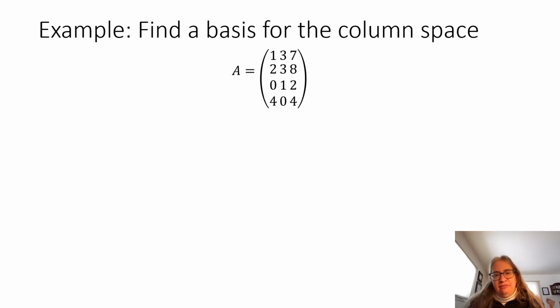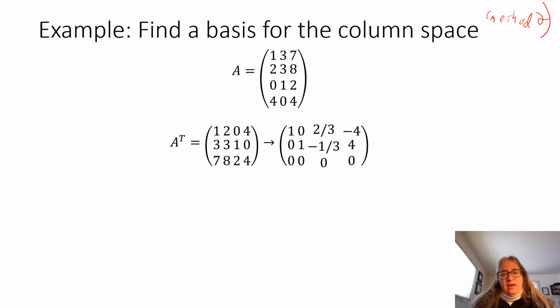All right, so here's our task. Find a basis for the column space of this matrix A, reading across 1, 3, 7, 2, 3, 8, 0, 1, 2, 4, 0, 4. Okay, so I'm going to use method 2. The first thing I did is I took the transpose of the matrix. So I took this first row, and it became the first column. Second row became the second column, and so on. So that's the transpose business.